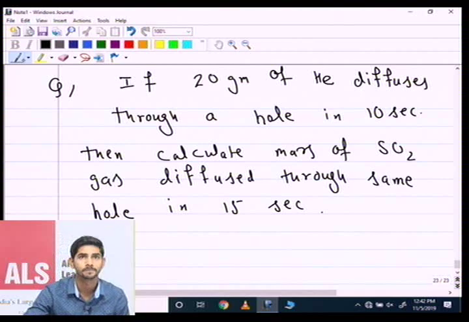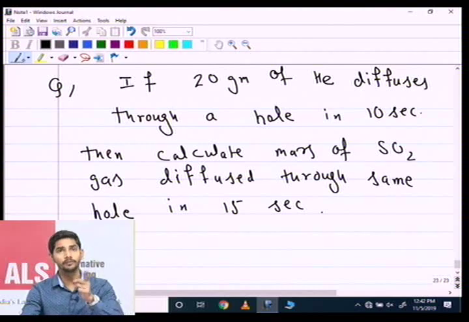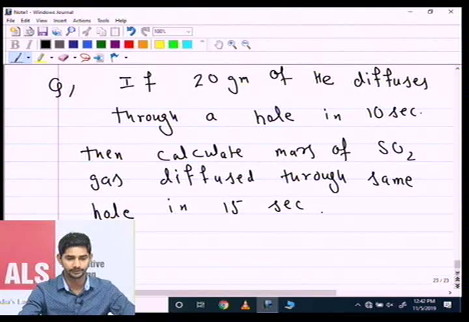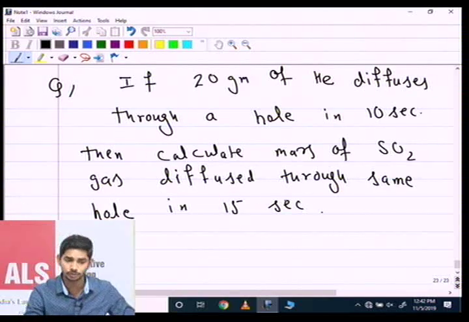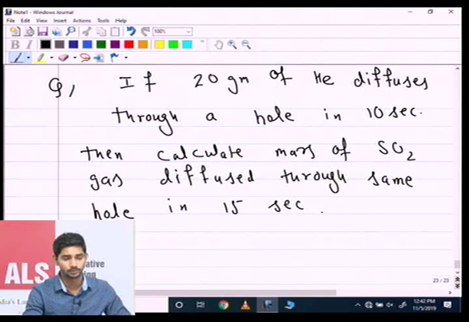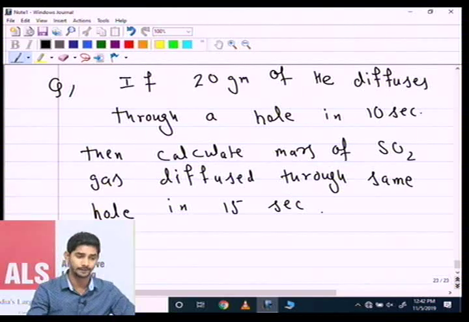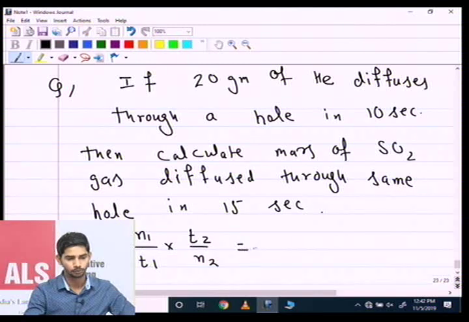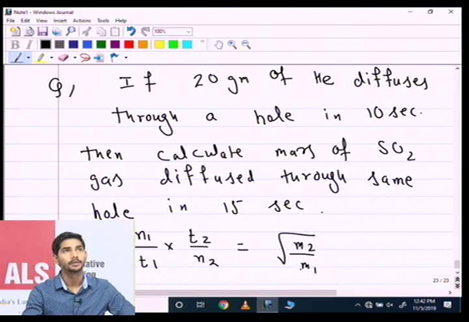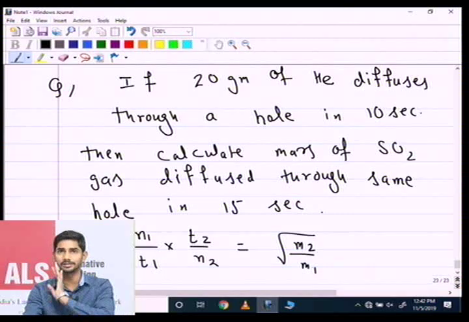Okay, let me start. Guys, first of all, confirm whether you did the same. That's what I'm doing right now. The question says 20 gram of helium is diffused through a hole in 10 seconds. Calculate the mass of SO2 gas diffused through the same hole in 15 seconds. First of all, you have to use this formula: N1 upon T1 into T2 upon N2 should be equal to under the root M2 upon M1. I'm considering 1 as helium and 2 as SO2.